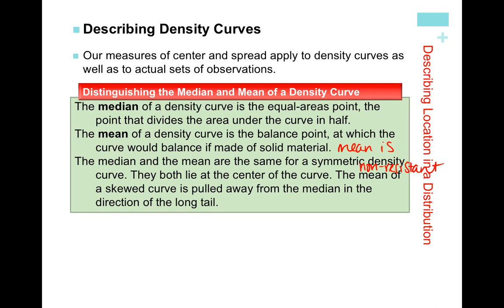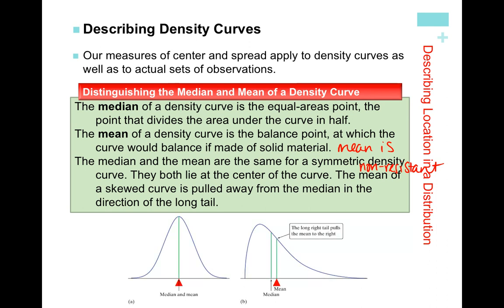If you have a symmetric density curve, both the mean and median are going to be in the center. If you have a skewed curve, that mean is going to get pulled towards the tail. There are some example sketches down here for you. If you have something symmetric, like this one here, the mean and median are both right in the middle. It separates the area evenly on either side, and it also would be the balance point. Whereas here you have something skewed to the right, so your mean gets pulled towards that right skew, and your median isn't exactly at the peak, but at the equal areas point, so it's a little closer to the peak. In the case of a right skew, your mean will be greater than the median.